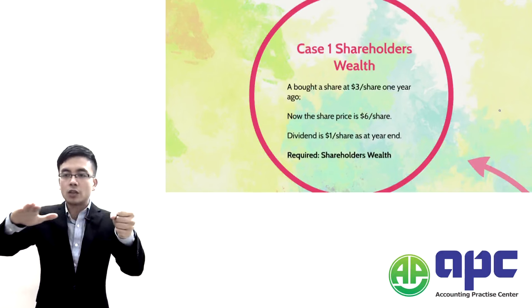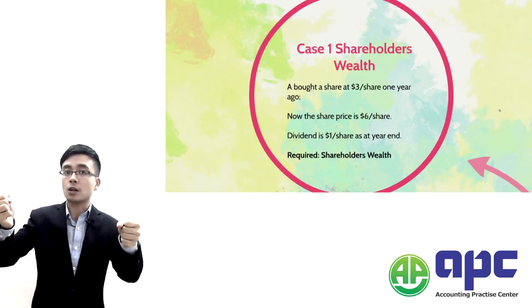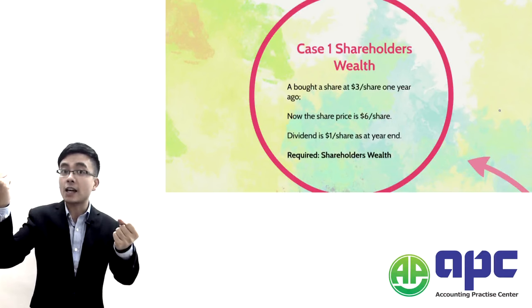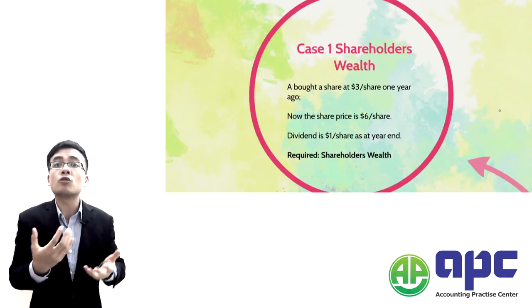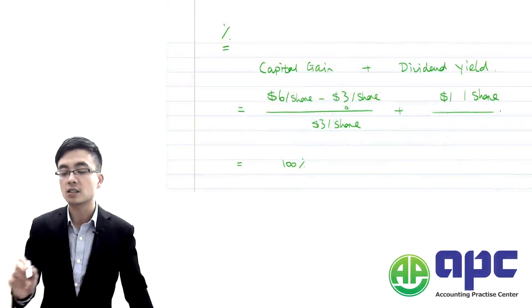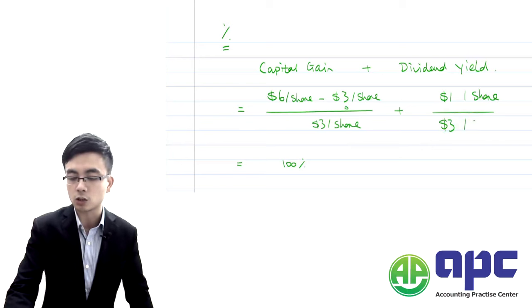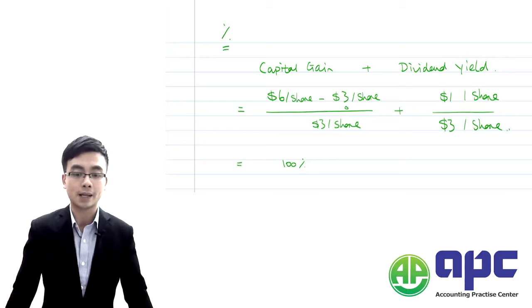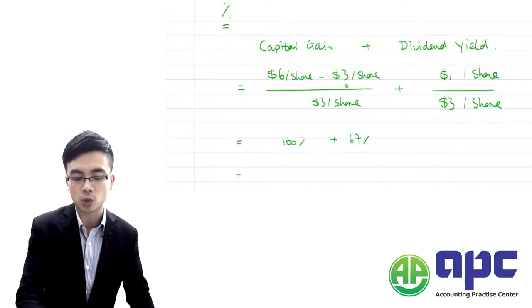But as one year has gone, at the year end, the management decides to pay $1 back to you. You spend $3 to buy the share, you get $1 back. Hence, in percentage terms, it's 1 divided by 3. You agree? Because it's like the return on the investments that you put into the company. So that's called the dividend yield. We take the dividend of $1 per share, divide by the $3 per share that you spent before in buying that share, and that will give us 67%. So the total shareholders' wealth is 167% here.